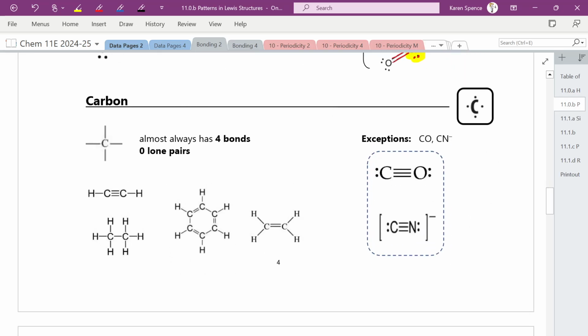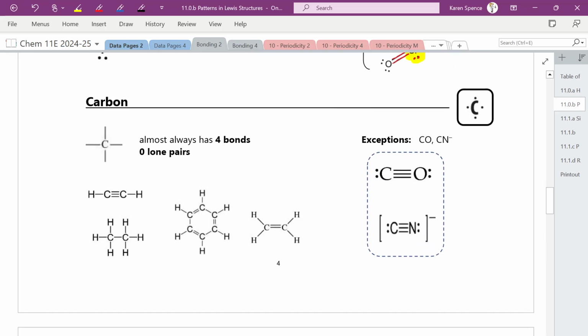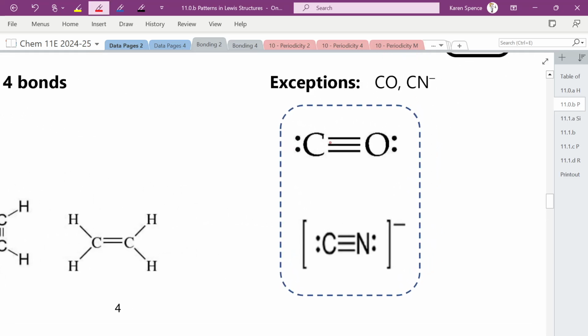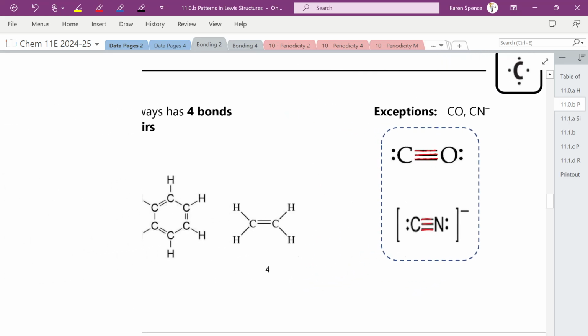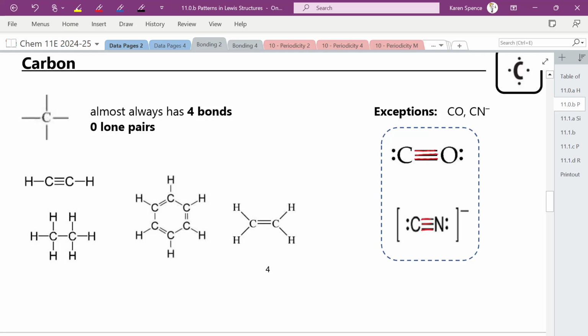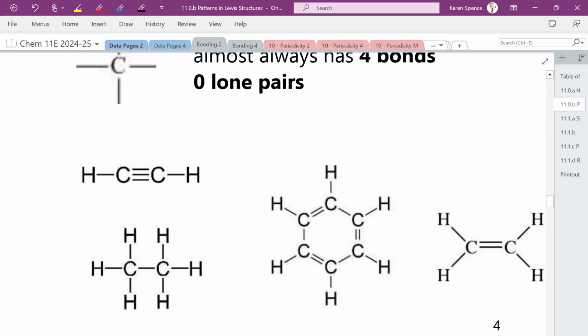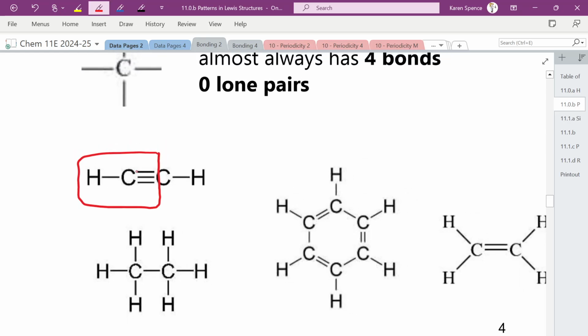Carbon almost always has 4 bonds. We do have some exceptions. You can see over here, how many bonds does this carbon have? It's got only 3 bonds and a lone pair. And same thing over here, 3 bonds and a lone pair. But all the rest of the time, you can see this carbon here has 1, 2, 3, 4 bonds.